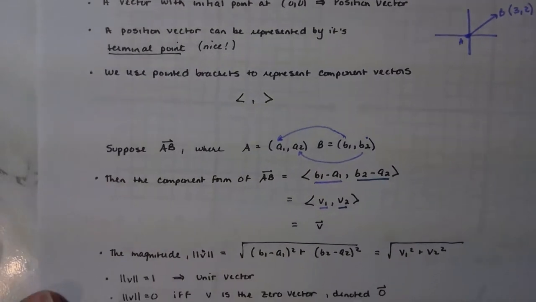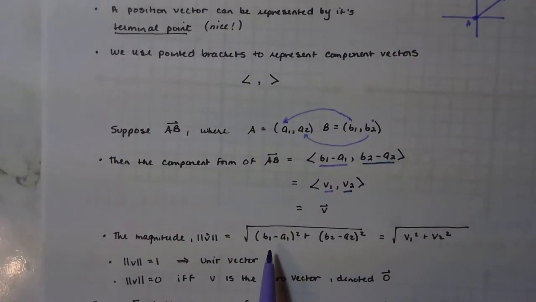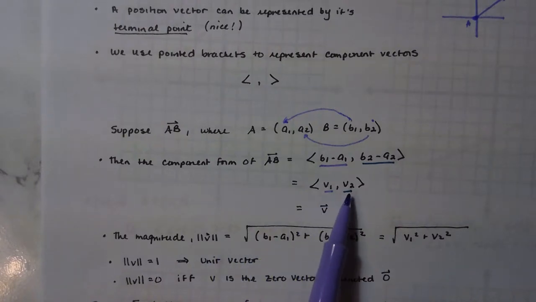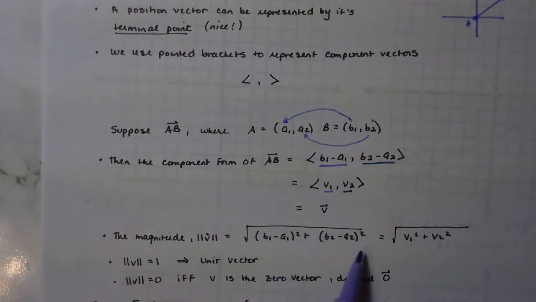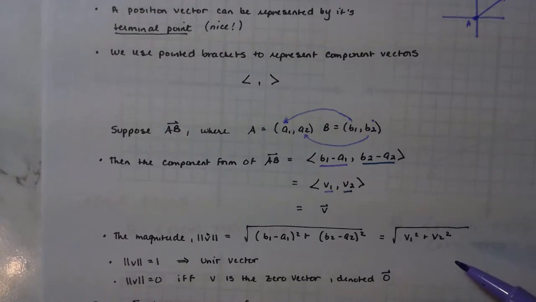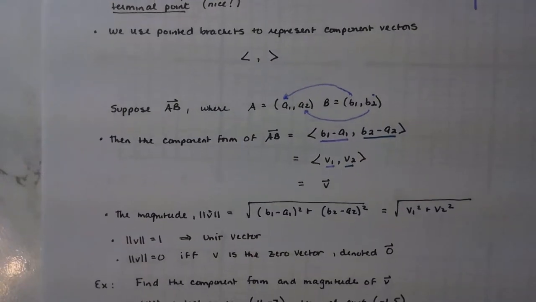Furthermore, the magnitude is still the distance formula. We're going to say the magnitude of that vector v. All you have to do is take each component, square it, add them together, and you're done. So that makes it really, really nice if you're working in component form. You don't have to do all the distance formula, the subtraction, and the cleaning it up. Again, if your vector is the unit vector, it'll have a magnitude of 1. And if it has a magnitude of 0, then it is the zero vector.